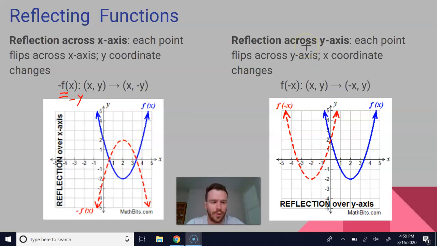For reflection across the y-axis, the x values become opposite. And you see inside those parentheses in our function notation, the x is becoming opposite. So we see negative x in those parentheses. So when you reflect across the y, the x values become opposite.